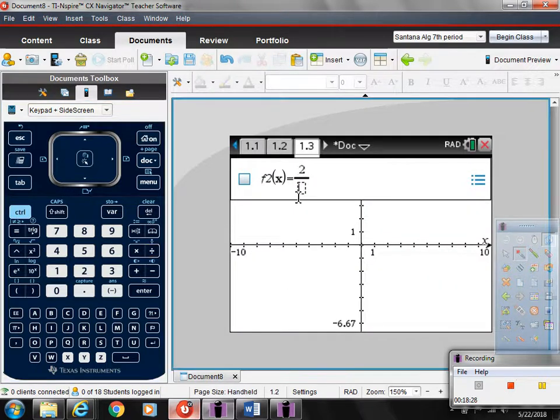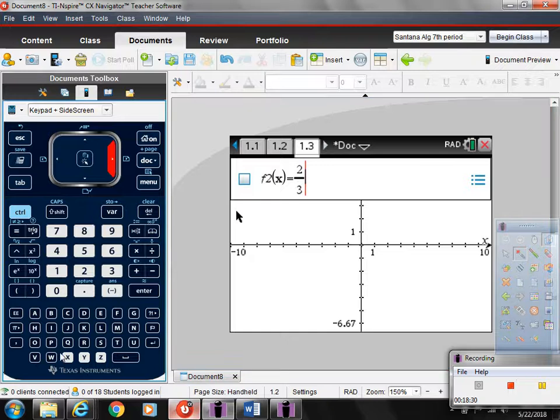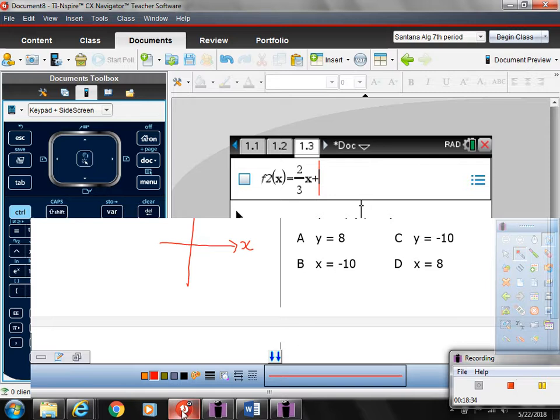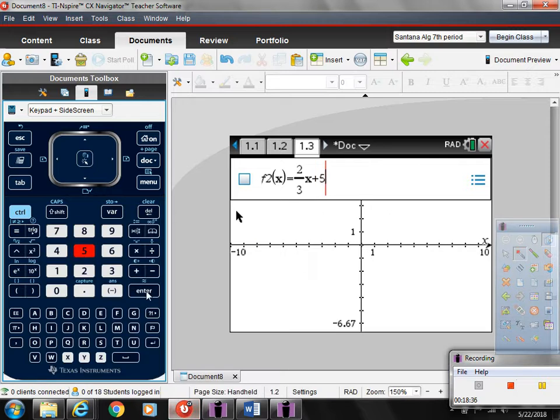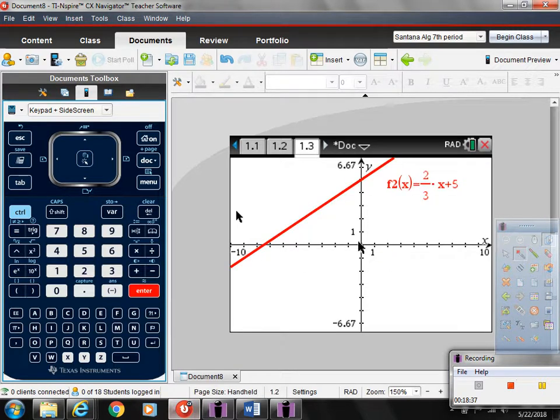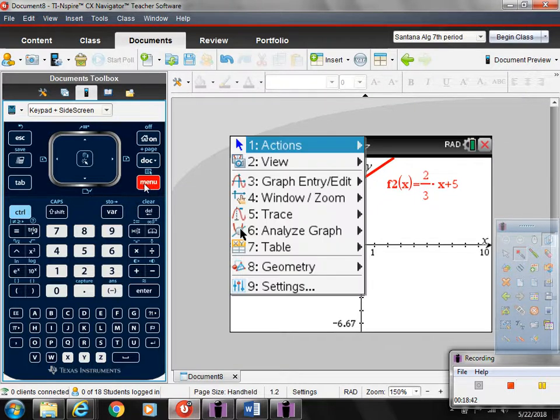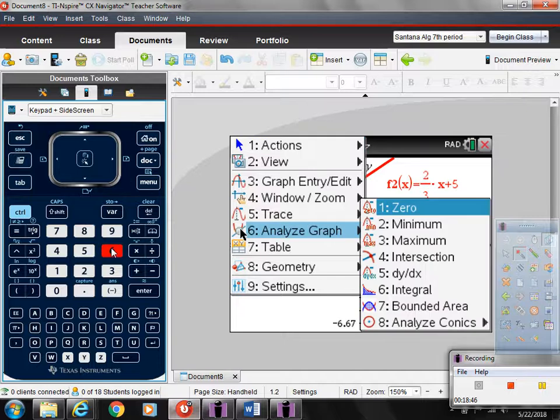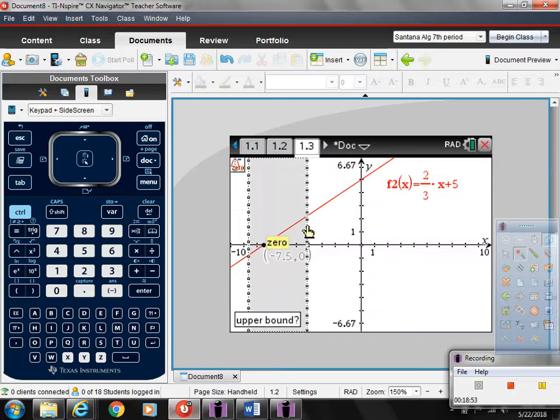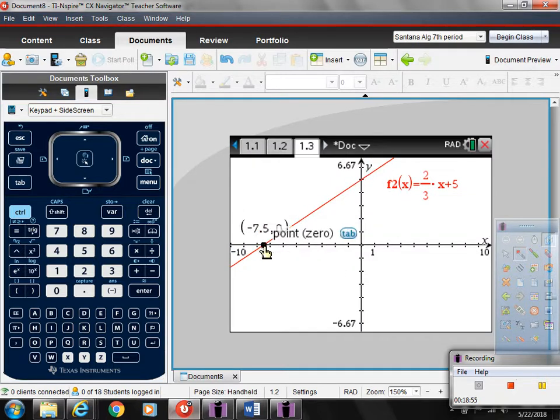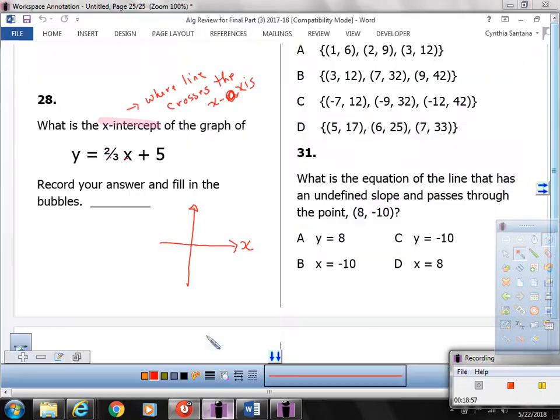Another reason I use that saying, when in doubt, graph it out, is because this would be a prime example of a question that we can graph and find the answer by looking at the graph. So here's my x-axis, and this is what I'm looking for. I'm going to do a Menu 6 1, because remember that in the calculator they don't call it x-intercept, they call it a zero, which is another word for x-intercept. Boom, there it is. So it's at negative 7.5.